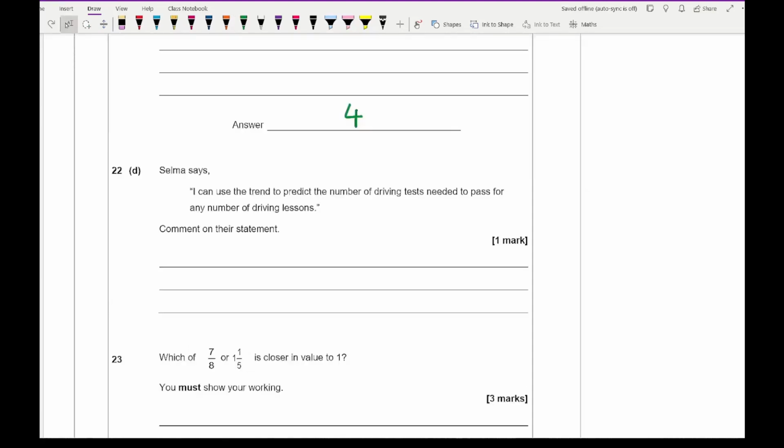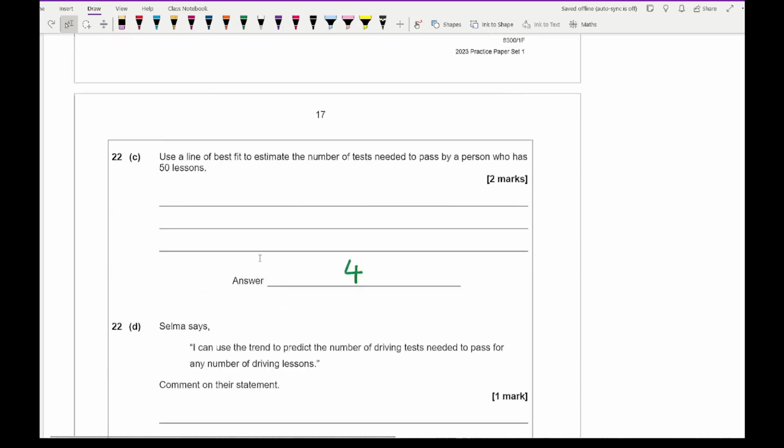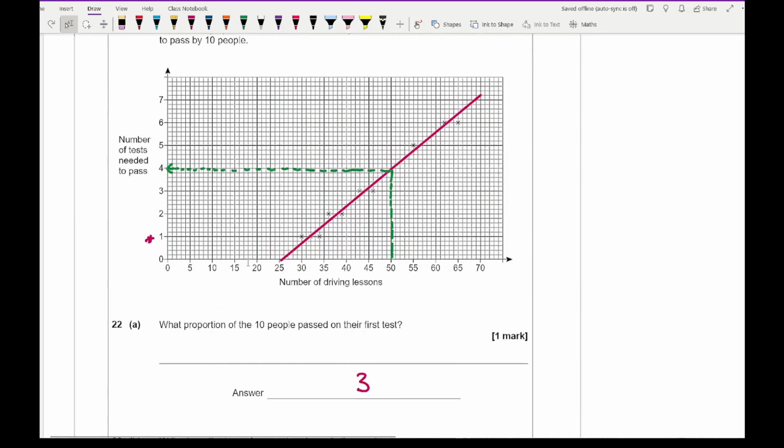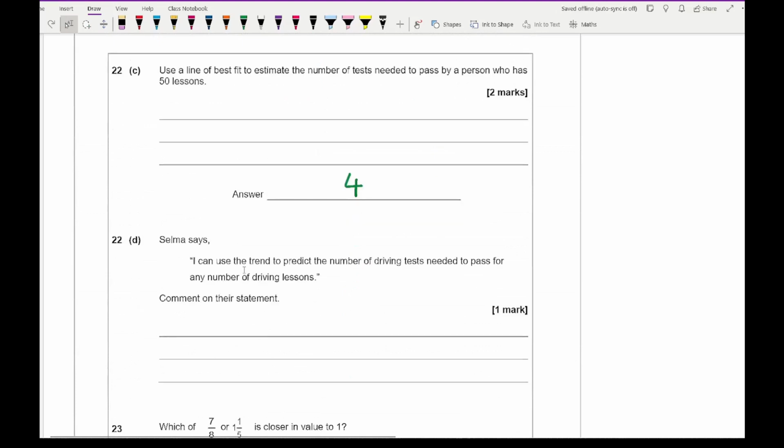Now moving on to question 22D, it says Selma says I can use the trend to predict the number of driving tests needed to pass for any number of driving lessons, and we want to comment on this statement. It's only worth 1 mark. Now what you want to try and do is just basically state that that's technically not going to be true, because we can only really use this line of best fit for people who have had roughly between 30 and 65 lessons. So she's wrong.